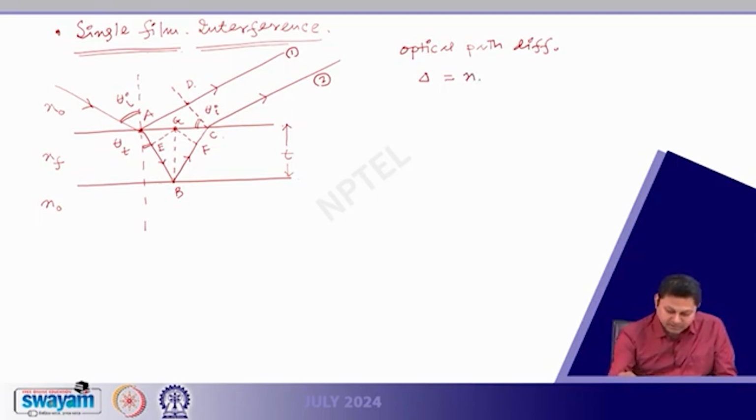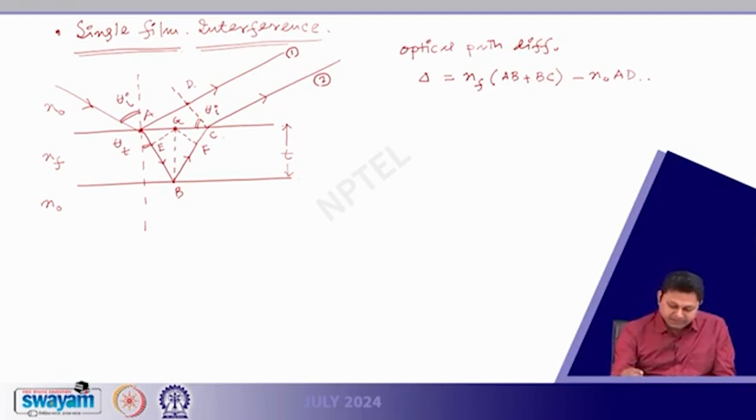So, NF multiplied by AB plus BC, and then this path AD, that is the additional path that is traveling by ray 1. So, that I need to subtract. So, minus N0 multiplied by AD. So, that is the path difference between ray 1 and ray 2.